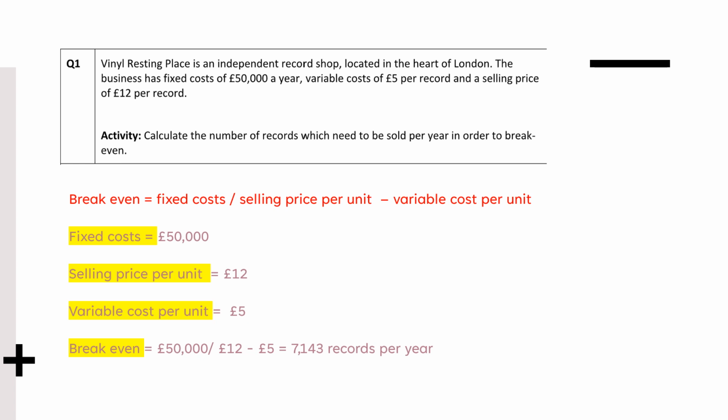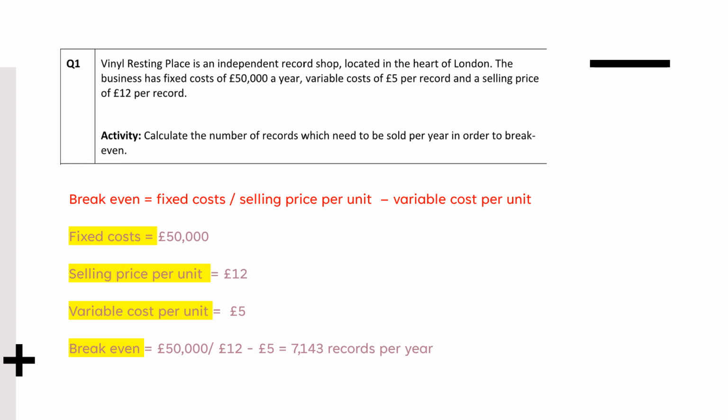Vineyard Resting Place is an independent record shop, and they're located in the heart of London. The business has a fixed cost of £50,000 a year and the variable cost of £5 per record, and a selling price of £12 per record. Now we need to calculate the number of records that need to be sold per year in order to break even. Now the formula for break even is fixed cost divided by selling price per unit minus the variable cost per unit. So our fixed cost, as it's told us, is £50,000 a year.